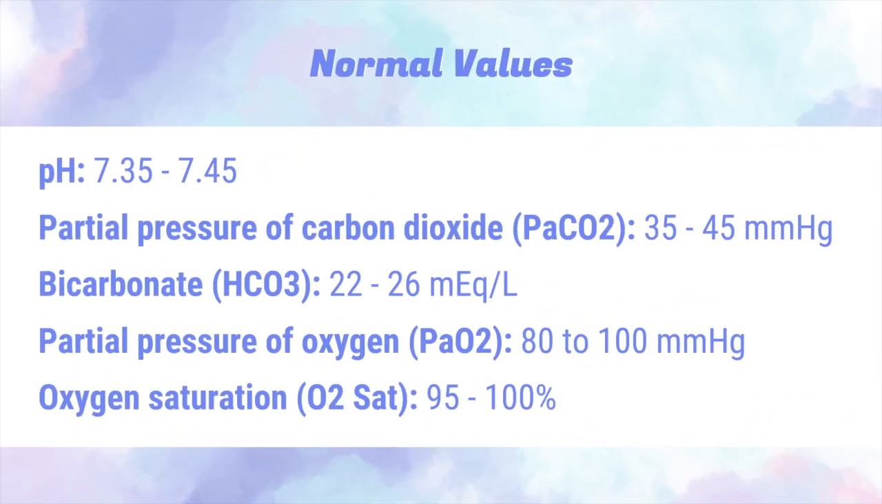Normal value of pH is 7.35 to 7.45. For the partial pressure of carbon dioxide, it is 35 to 45 millimeters of mercury. For the bicarbonate, it is 22 to 26 milliequivalents per liter. For the partial pressure of oxygen, it is 80 to 100 millimeters of mercury. And for the oxygen saturation, it is 95 to 100%.